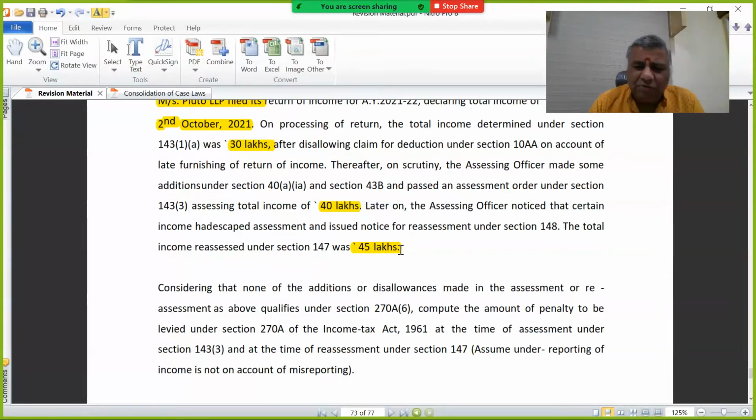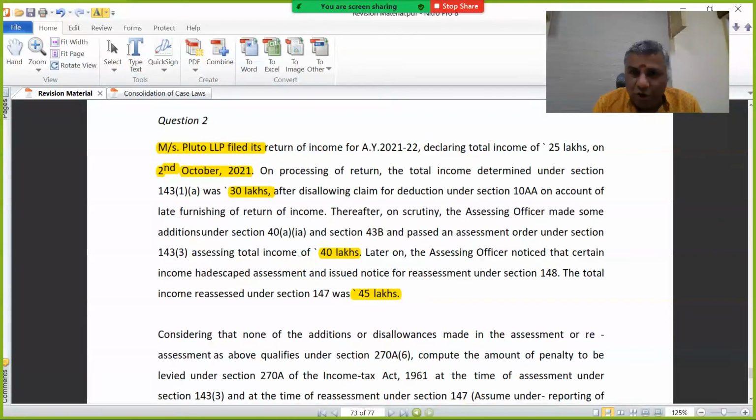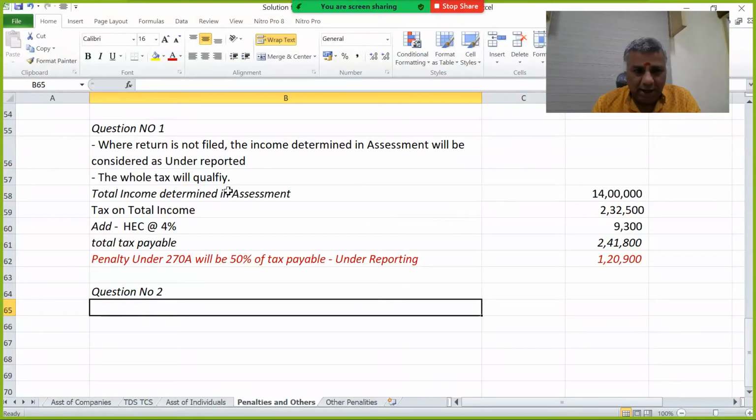So one of the key features is the differential amount: the difference between income assessed and income determined under 143(1). The income declared in the filing of return is not counted at all. Whatever is determined in 143(1)(a), only over and above that will come under the penalty regime. Okay, question number 2, particulars.